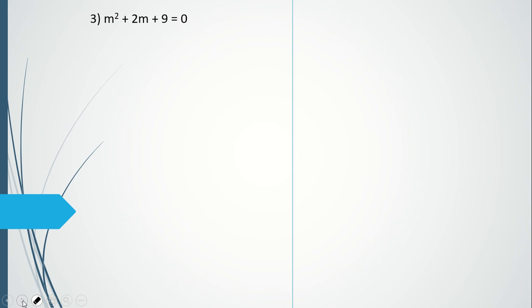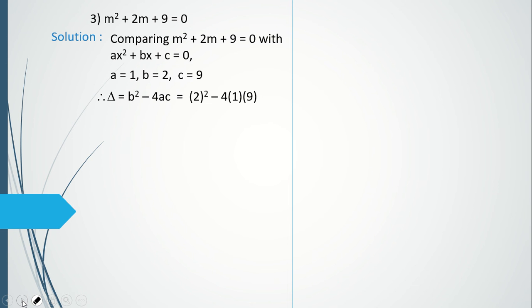Okay. In the third sum also, similar way, we are going to find out b square minus 4ac. So in this case, the delta has come negative. So when delta is negative, the roots are going to be not real. Roots are not real.